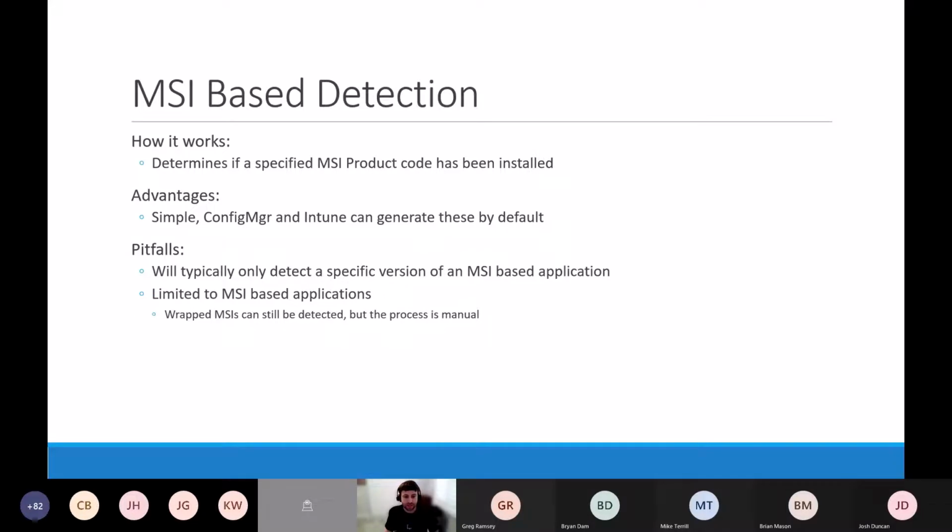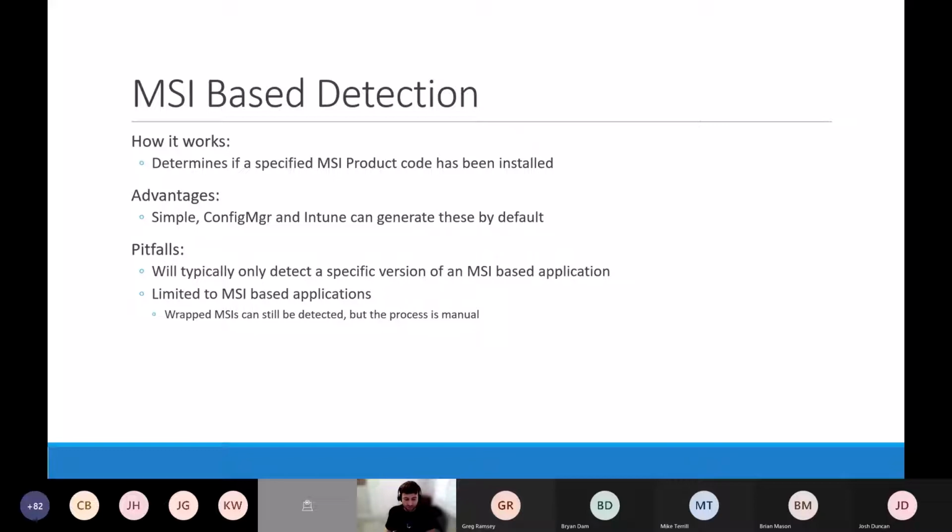Finally, MSI-based detection. MSI-based detection determines if a specific MSI product code has been installed. This is literally the easiest one, at least for Config Manager and Intune, because you basically select the MSI and it just generates the detection for you. The downside to this is it's only going to detect that specific version.